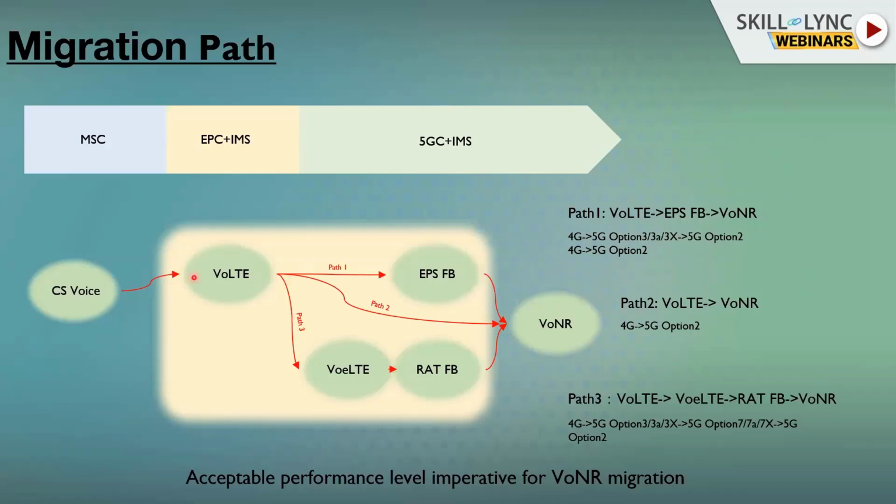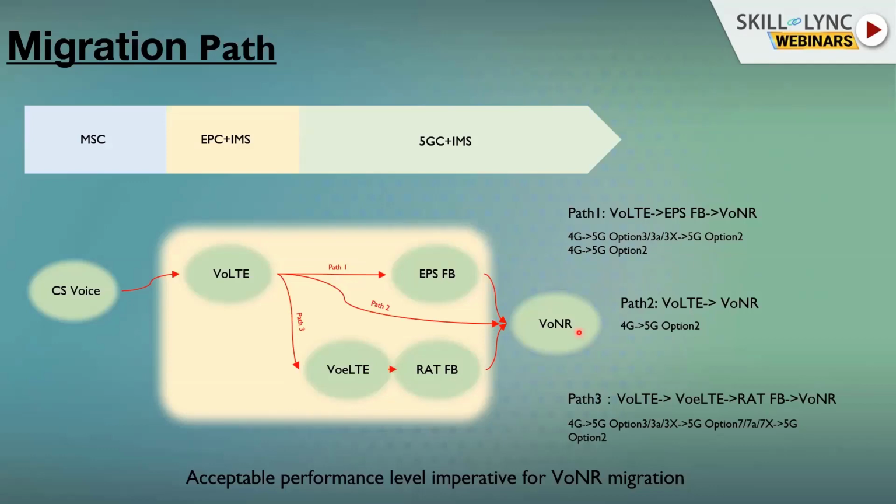You are on 4G. Now you are moving to option 3, option 3, option 5, option 7. This will consist of VoLTE and RAT fallback, and then you replace all the nodes, upgrade your core, and you are moving to VoNR. So when you are moving to VoNR, why are you going through all these paths? Why are you not taking path 2 directly?